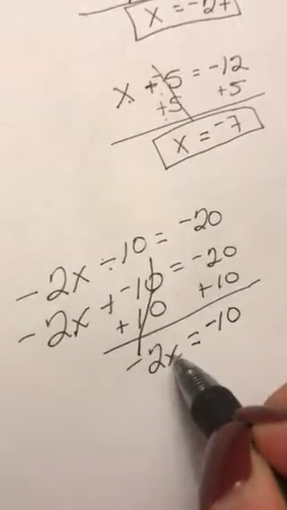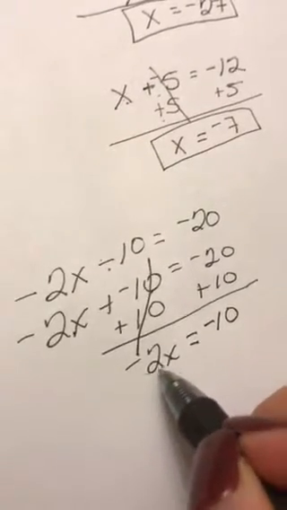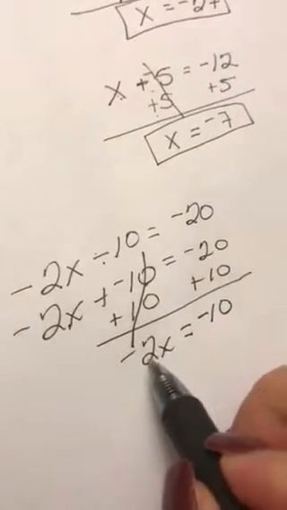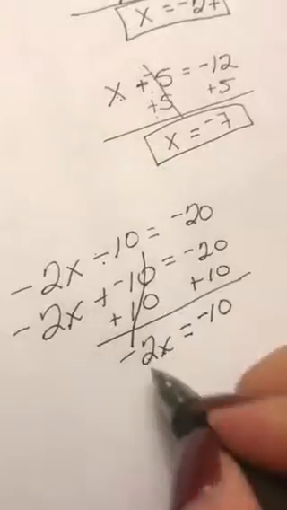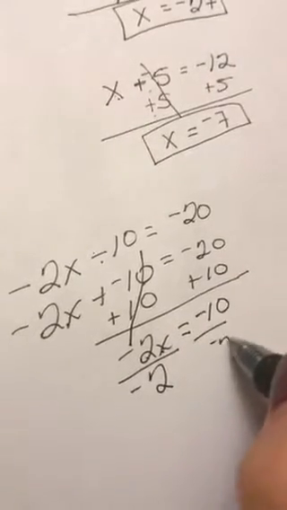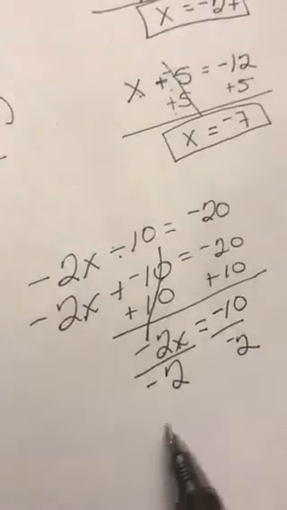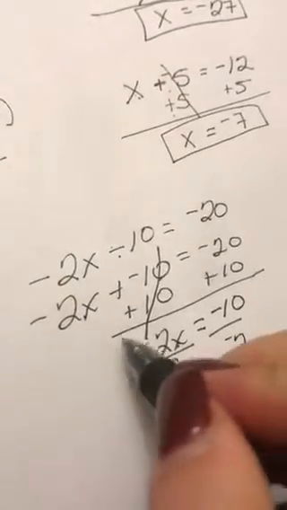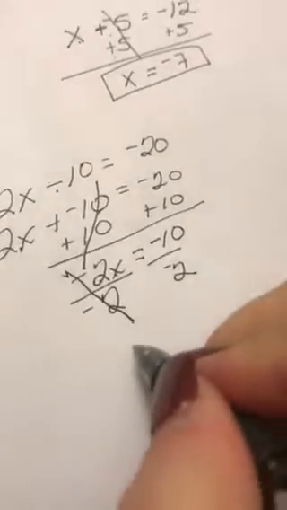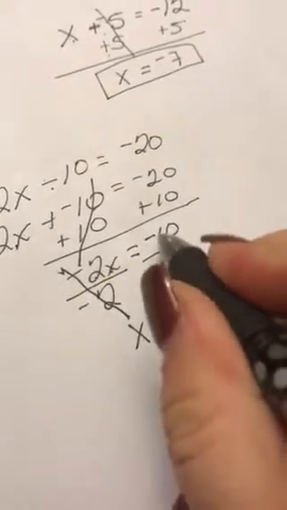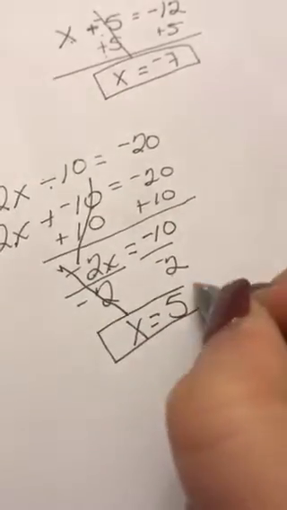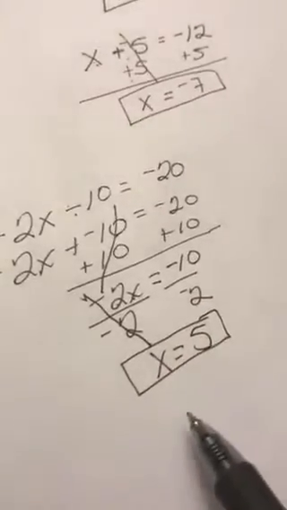And now to get rid of my x, I'm going to do the inverse operation. But what operation is here? That would be multiplication. This is negative 2x times x. So to undo multiplication, I can do the inverse operation, which would be to divide by negative 2. Negative 2 divided by negative 2 is 1, which allows those to cancel out. So now I'm left with x equals negative 10 divided by negative 2 is going to give me a positive 5.